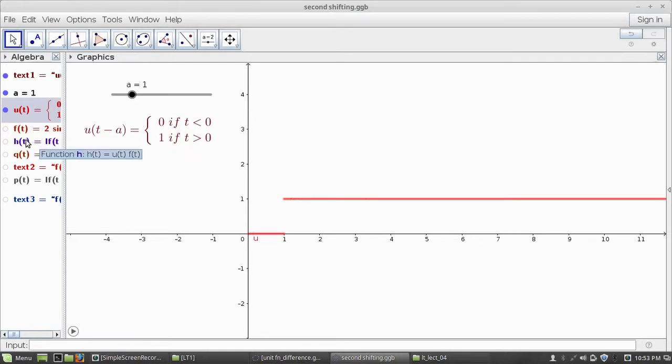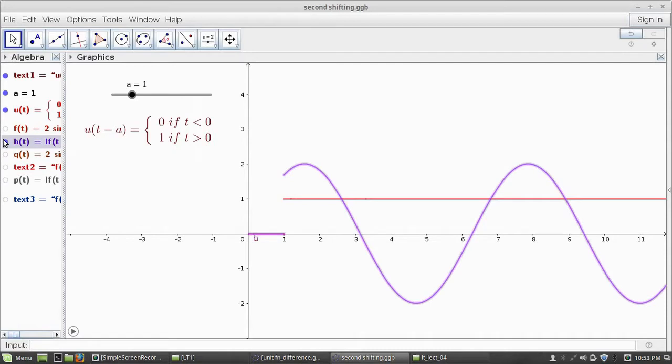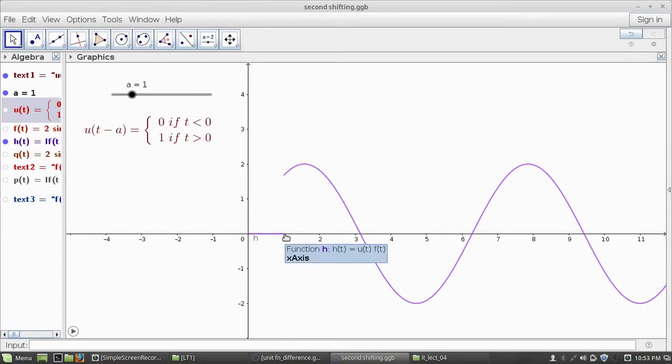If we multiply f(t) with u(t - 1), the function changes like this. That means the product f(t) u(t - 1) clips the portion below or to the left of t = 1. That means the output is 0 there, and the function has output after t = 1. And if we change this, so this is the graph of f(t) u(t - a).